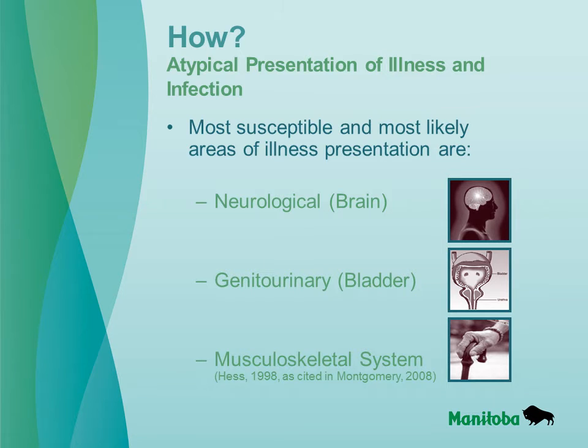In addition to understanding why illness frequently presents atypically in older adults, it is necessary to understand how illnesses can present in this group of people. The most susceptible and most likely areas to be affected by illness are the neurological system, specifically the brain, the genitourinary system, specifically the bladder, and the musculoskeletal system. This reinforces the need to investigate for an underlying cause for even small changes in any of those areas.